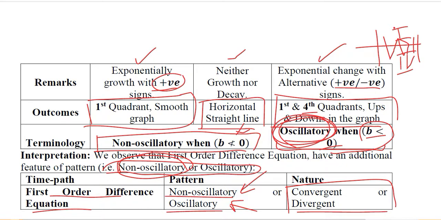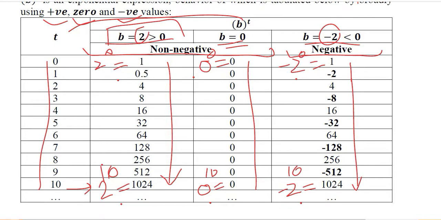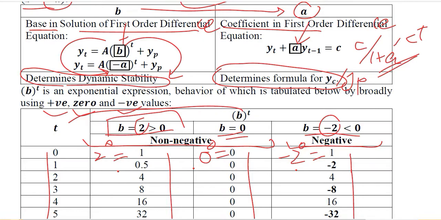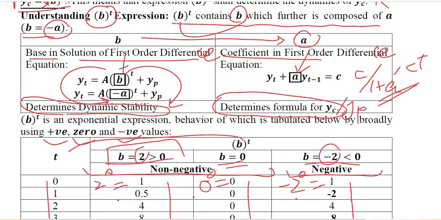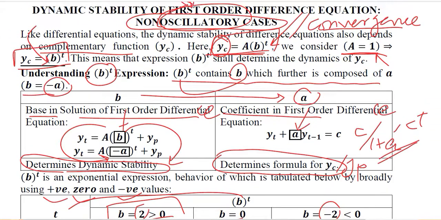And this is where we understood why oscillation and non-oscillation happen depending upon the value of b, and this was the difference of why a and b are slightly different and how they can be used for various interpretations. This was the main expression that determines the dynamic stability, which is the complementary function a b exponent t. So this was the set of non-oscillatory cases of the first order difference equation that determine the dynamic stability or lack of it in case of first order difference equations.